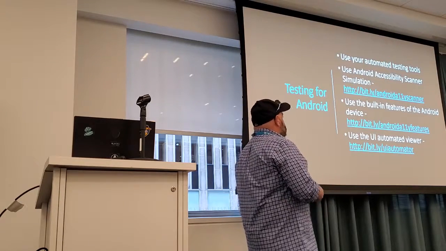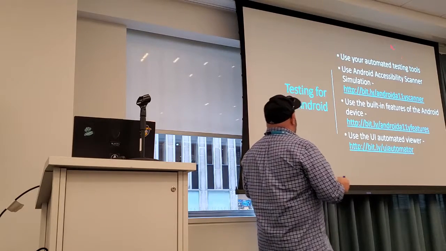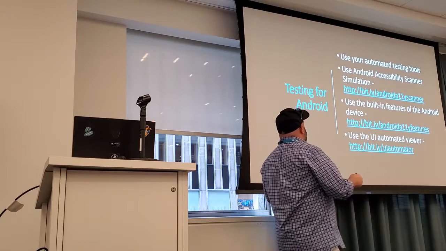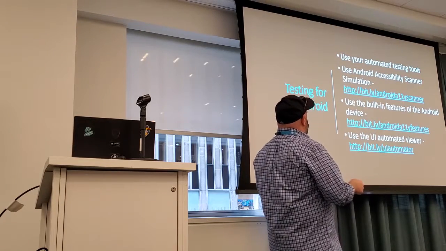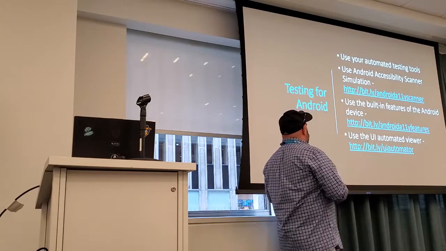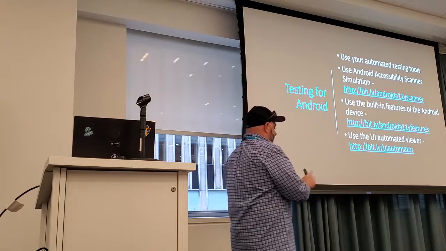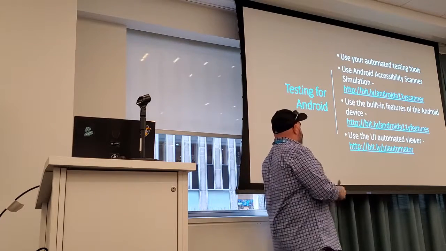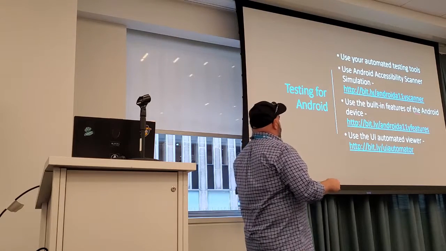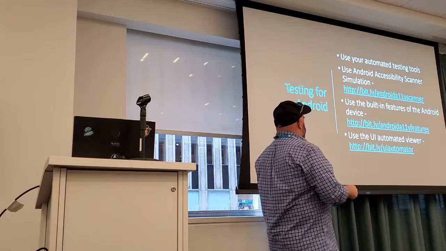All right, Android. Kind of more of the same, just some different tools. Use your automated tests. Use them, love them, know them. Okay, use your Android Accessibility Scanner. This is pretty cool. It's on the Play Store or whatever Google is. You download it, and then you just go to a page on your phone or tablet, and you hit this button, and it just runs an automated test on it. It's actually very useful. Use the built-in features of your Android, and then use the UI Automator Viewer. Here's a link to all that as well.